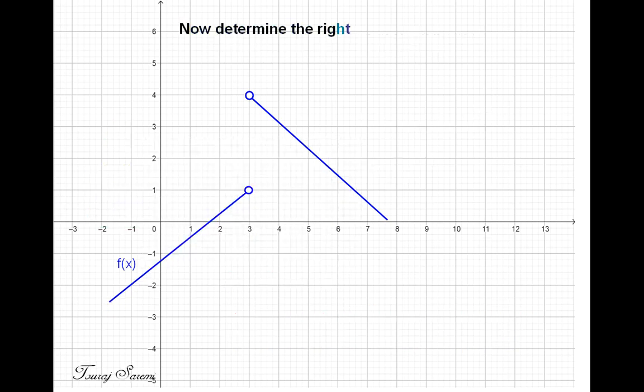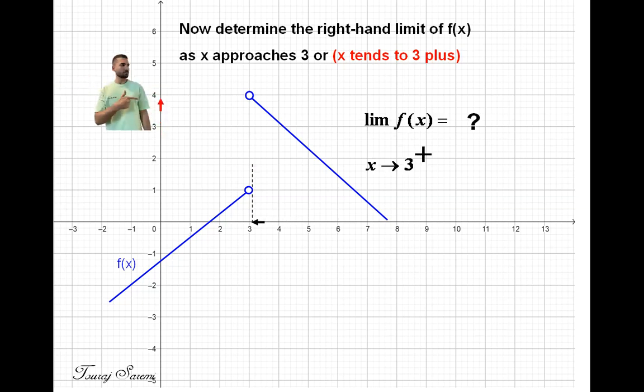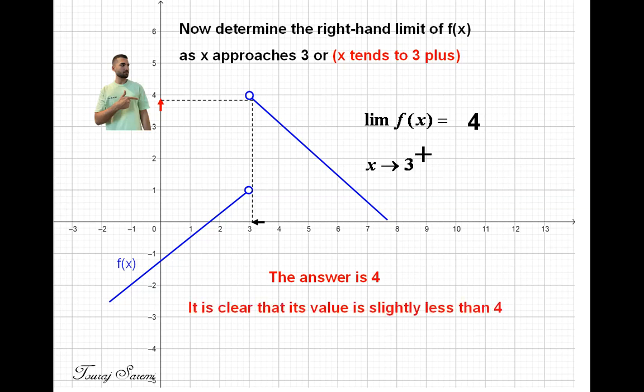Now determine the right-hand limit of f of x as x approaches 3, or x tends to 3 plus. The answer is 4. It is clear that its value is slightly less than 4. So we can put a minus sign on the top of 4.